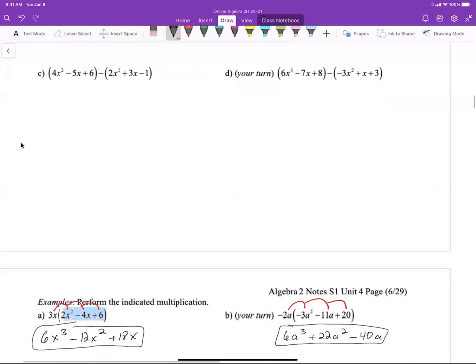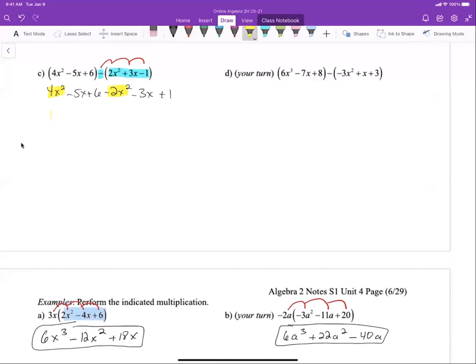All right, moving on. In C, I am now subtracting polynomials, and we have to be very careful because this subtraction means that this entire polynomial is subtracted from the first polynomial. So we have to distribute that negative through this expression. So you could rewrite that as x squared minus 5x plus 6 minus 2x squared minus 3x and then plus 1. Now we can combine like terms.